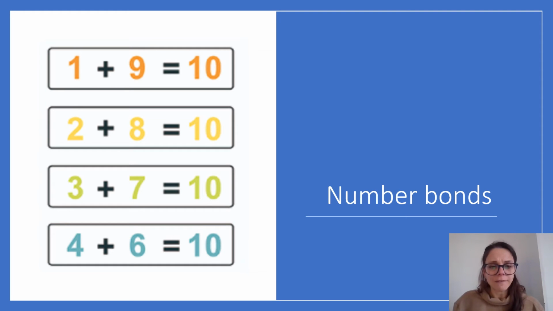3 add 7 is 10. And 4 add 6 is 10. That's great. But there's at least 1 number bond missing. Can you spot it? Can you write it down on your whiteboard and show me which number bond is missing? Can you shout it out for me?